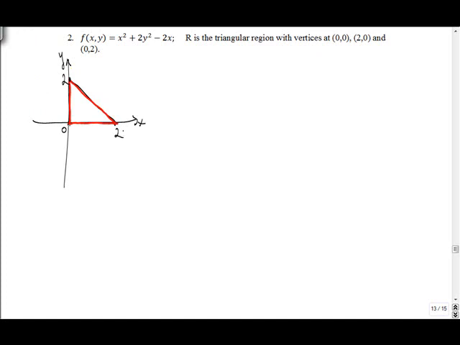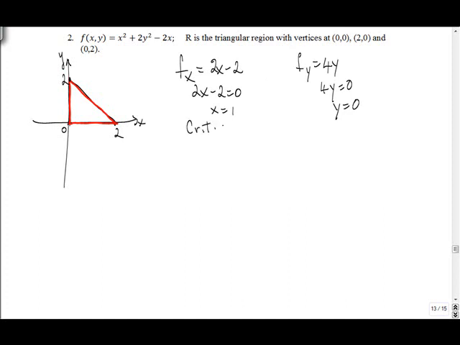Okay, let's start. Let's find the first partials. Fx is 2x minus 2. Put it equal to 0. X is 1. Fy is 4y. Put it equal to 0. Y is 0. So the critical point is 1, 0. And always check when you get the points that they are either inside the region or on the boundary. And I think it's on, so that's good. Alright? That's the first step. The next step are the boundary points. Let's check the boundary now.